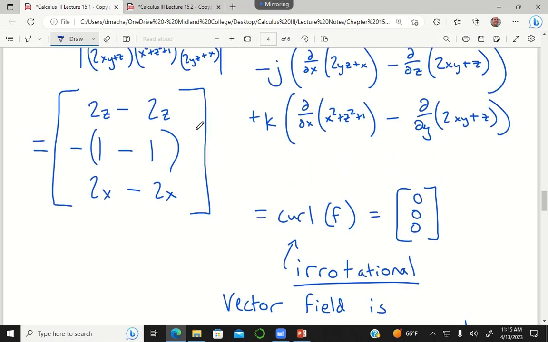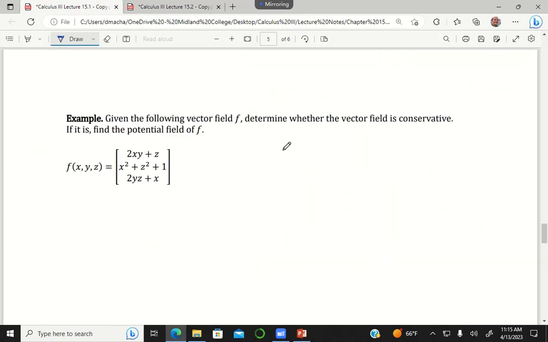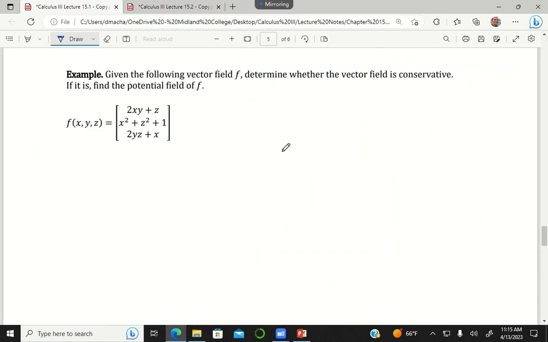Okay. Questions about that example? Does it make sense how to take the curl? Okay. You can compute curls. Okay, so this might be redundant. Oh no, it's kind of not redundant, but it says, given the following vector field, it's the same one. Determine whether the vector field is conservative, and we just said yes, the curl was the 0 vector, and so that is definitely a conservative vector field. And since it is, we're going to find the potential field. Okay.